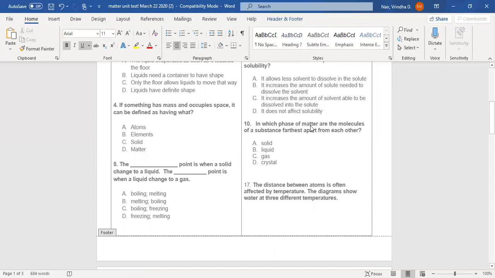In what phase of matter are molecules of a substance farthest apart from each other? Is it solid, liquid, gas, or crystal?